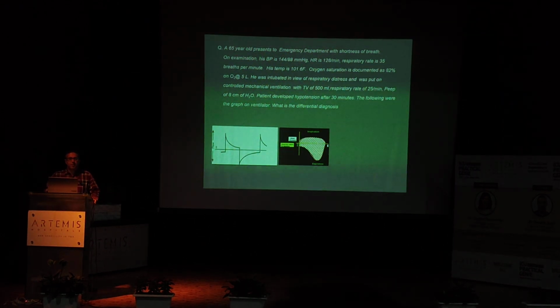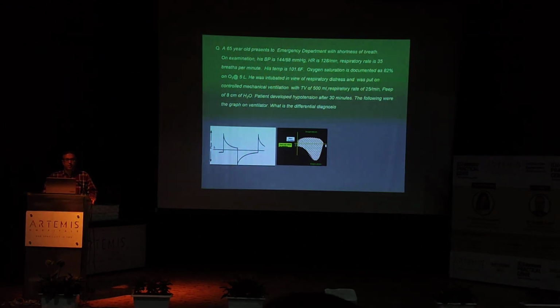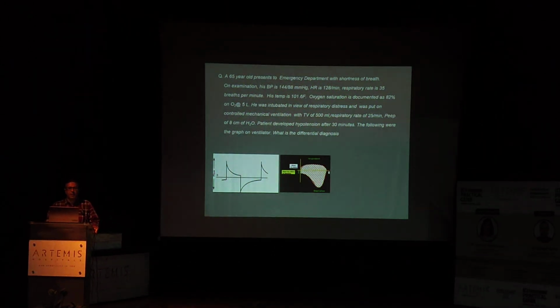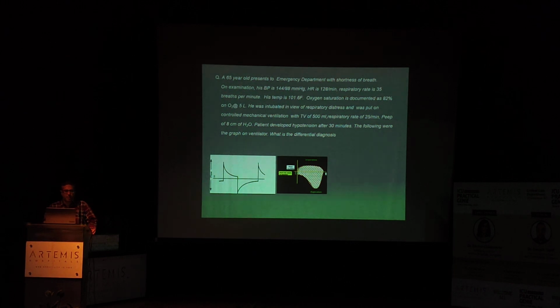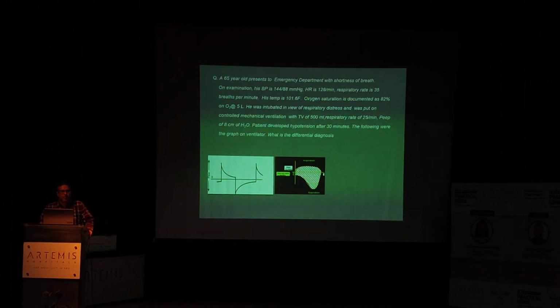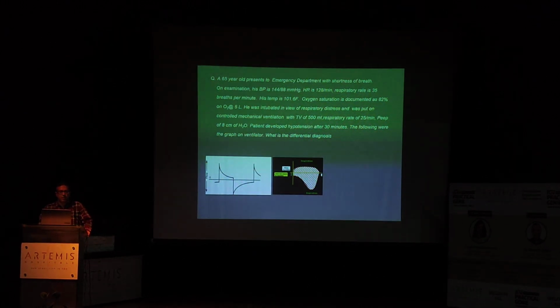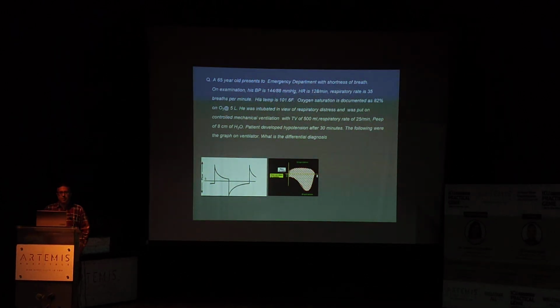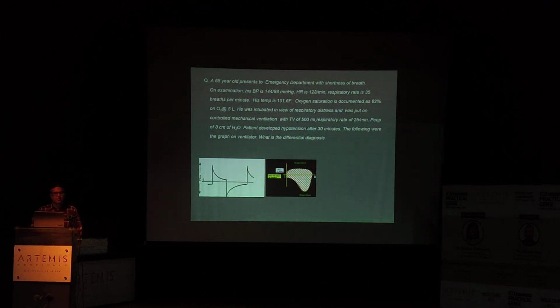A 65-year-old presents to the emergency department with shortness of breath. On examination, his BP is 144/88, heart rate is 128, respiratory rate is 35. He is febrile. Oxygen saturation is 82% at 5 liters. He is intubated in view of respiratory distress and put on control ventilation. The patient develops hypotension after 30 minutes. Any differentials?